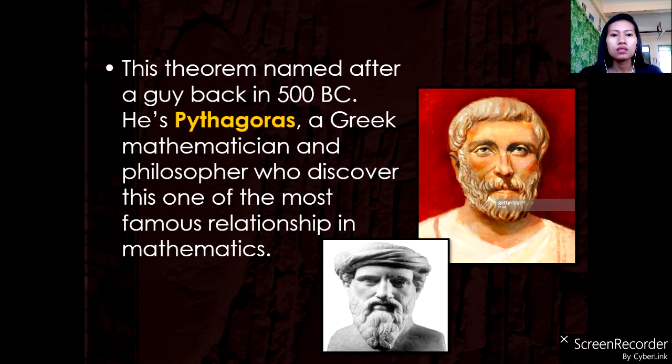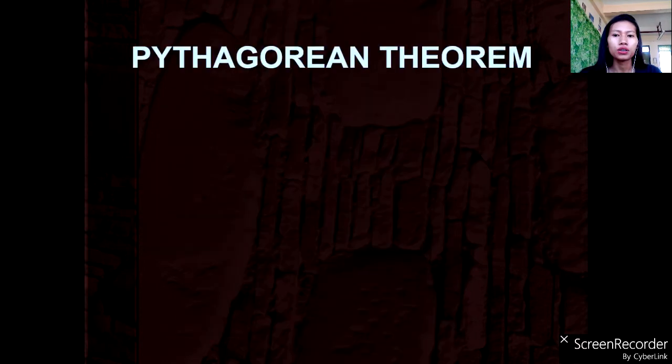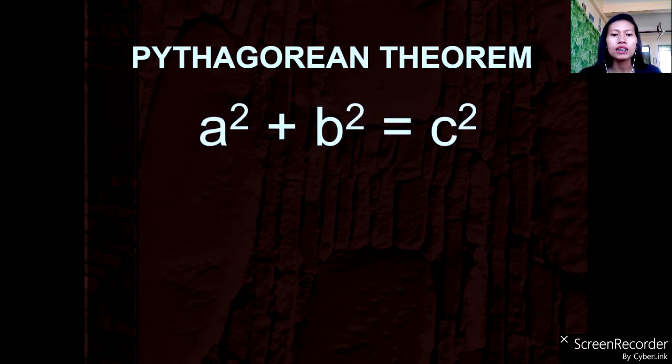This theorem is named after a man from around 500 BC, Pythagoras, a Greek mathematician and philosopher who discovered one of the most famous relationships in mathematics. The Pythagorean theorem has an equation or formula: a squared plus b squared is equal to c squared.